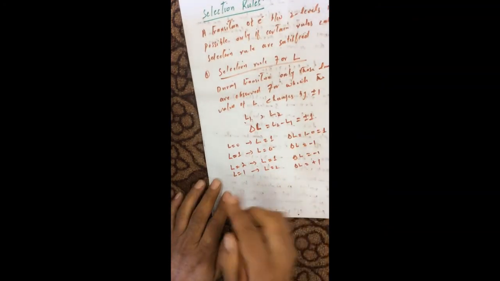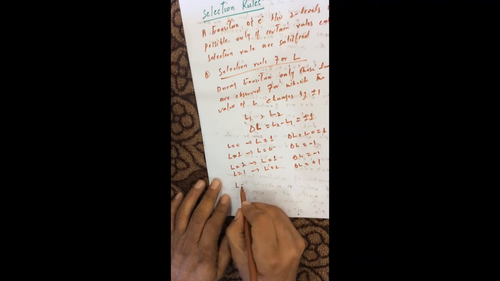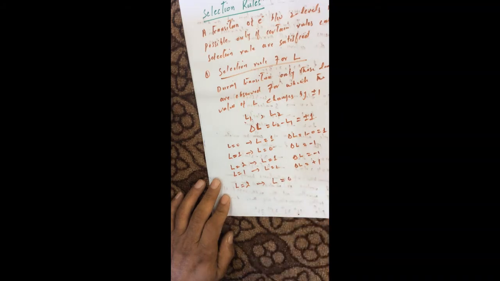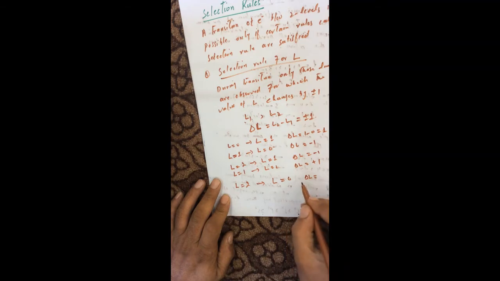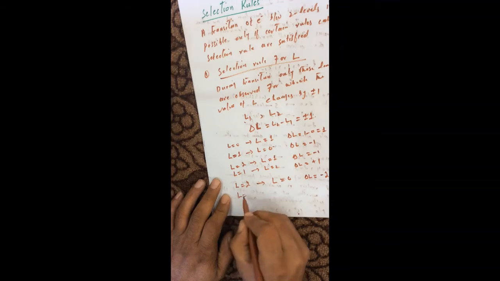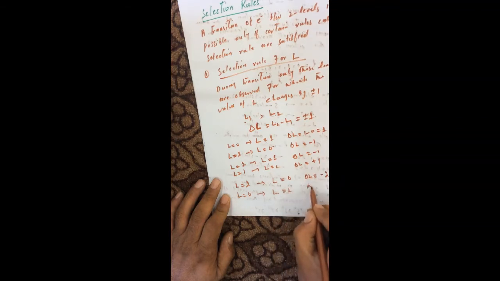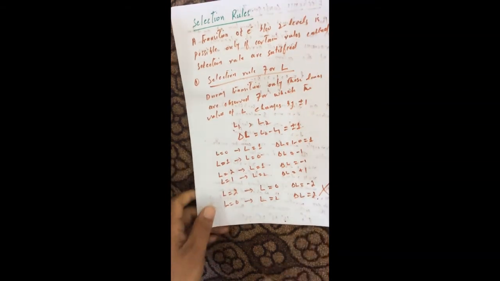But the electron cannot jump from L equal to 2 to an energy level in which the orbital angular momentum is 0, because delta L comes out to be -2. It cannot jump from L equal to 0 to L equal to 2, because delta L is 2 here. So these transitions are not possible. This is called the selection rule for L.